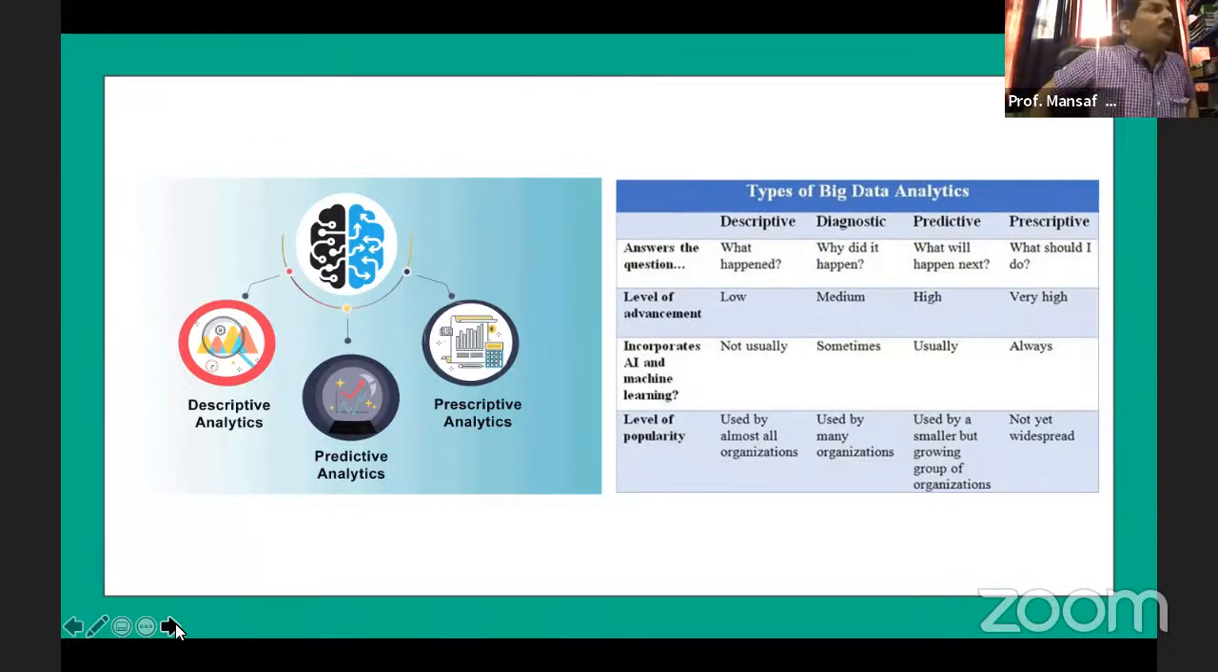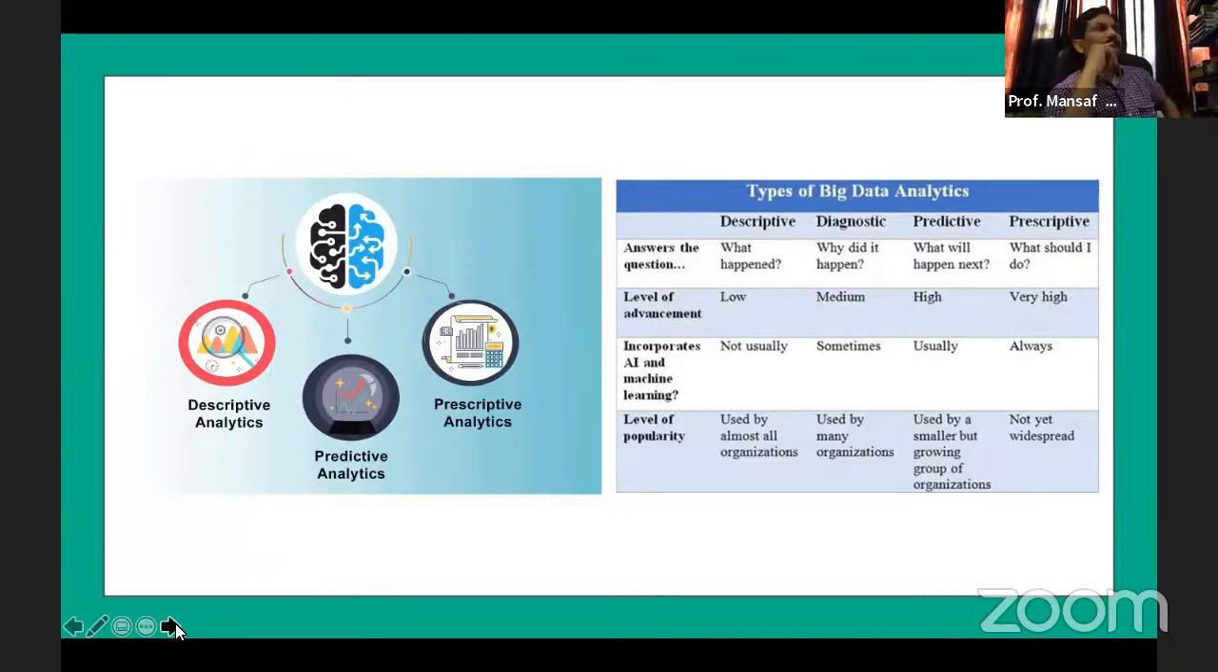And if you have data and you want to know why it happened, that means you have to use diagnostic big data analytics. The level of advancement is medium. Incorporation of AI and machine learning: sometimes. Level of popularity: used by many organizations.